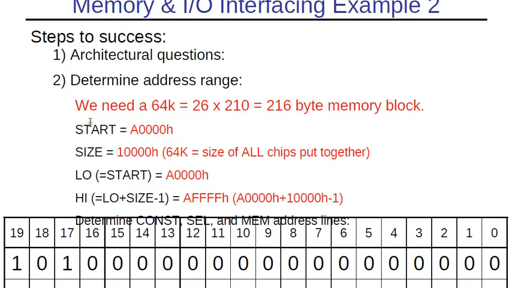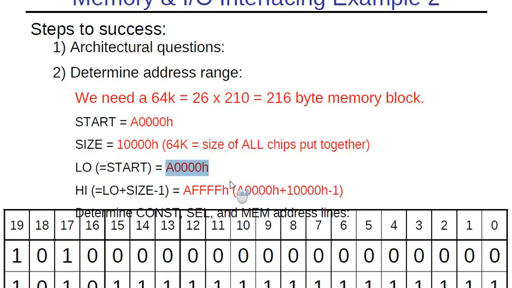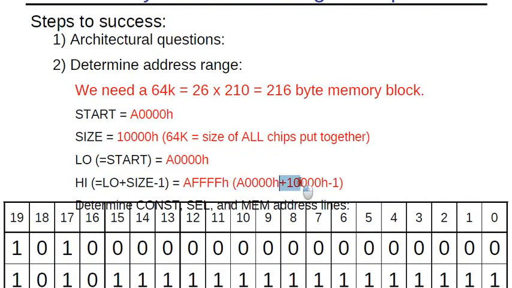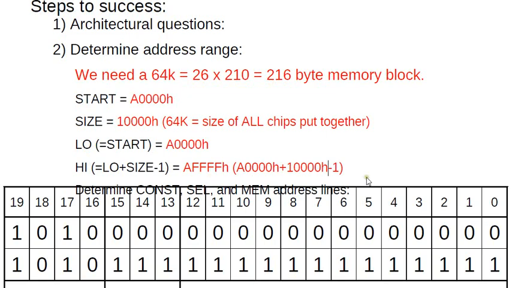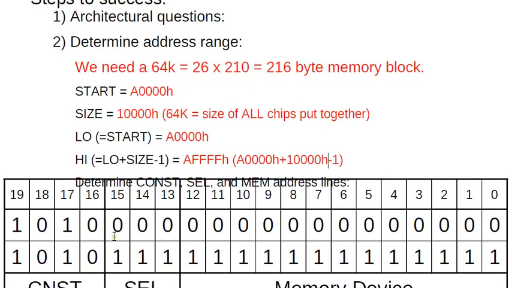Deterministic questions are: we need 64K. The 64K can be generated by 2 to the power 6 times 2 to the power 10. So we have a total of 2 to the power 16 bytes of memory, and the start position is A0000 and the size is 10000. The lower address is the starting address and the higher address is the lower address plus the size minus 1, which is AFFFF. Now for the beginning position we need to generate A, and all other digits are 0.